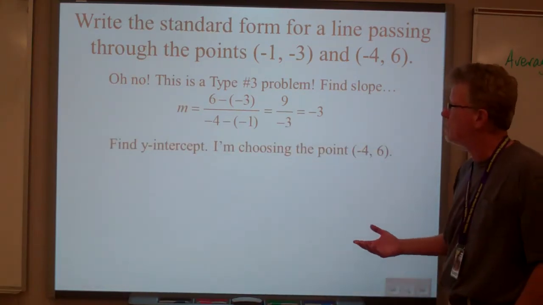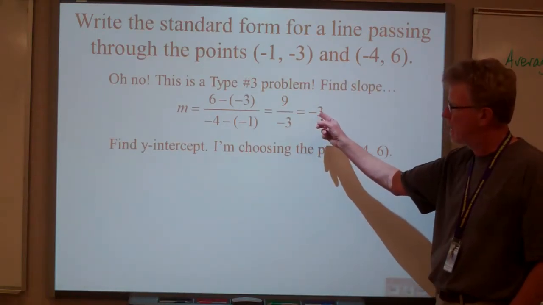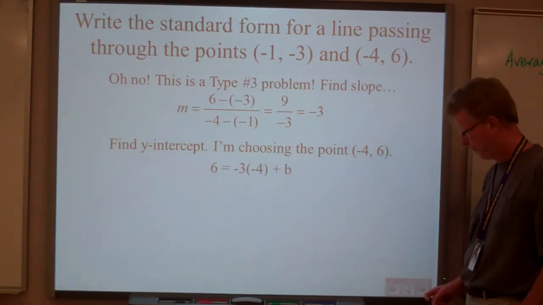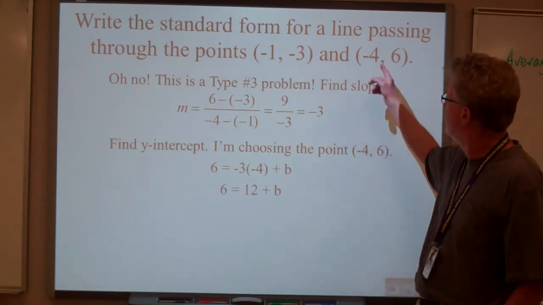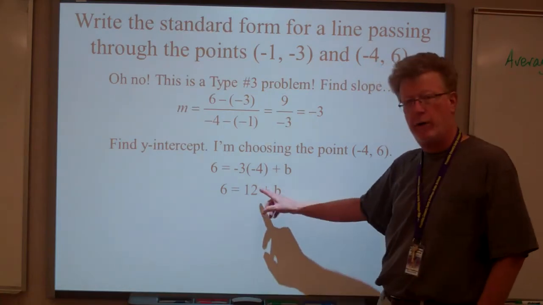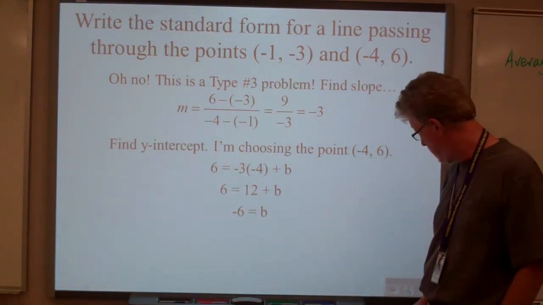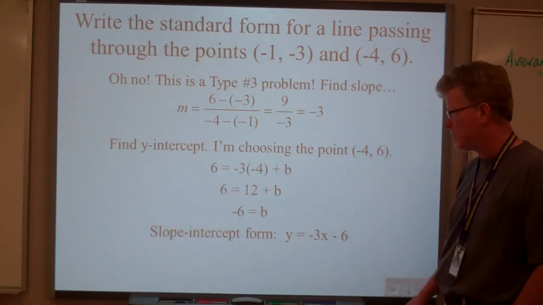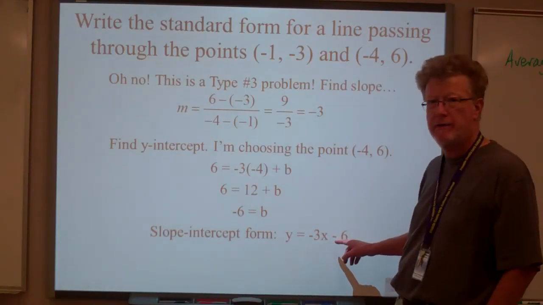Now, again, we just pick 2 points and plug them in using this as our slope and solve for the y-intercept. So here I chose the -4 and the 6. -3 times -4 is 12, and now we just subtract the 12 from both sides, and we get -6 is b. So the slope-intercept form of the equation would be y equals -3x minus 6.